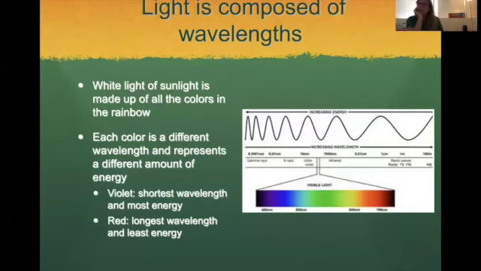Light is a form of energy, and realize that the white light that you see from the sun or from your lamp actually contains all of the colors. The colors are represented by wavelengths, and the wavelengths have different amounts of energy in them. So each color is a different wavelength and represents a different amount of energy. Violet, being the shortest wavelength, has the most amount of energy to it. Red, being the longest wavelength, has the least amount of energy.